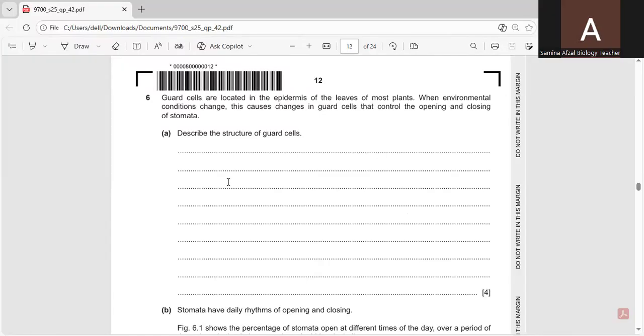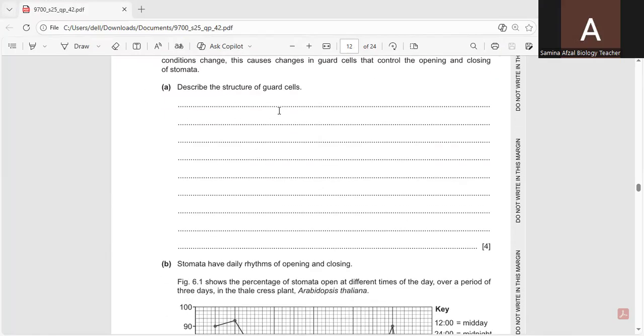Guard cells are located in the epidermis of the leaves of most plants. When environmental conditions change, this causes changes in guard cells that control the opening and closing of stomata. Describe the structure of the guard cells. So here we have to describe the structure of guard cells.